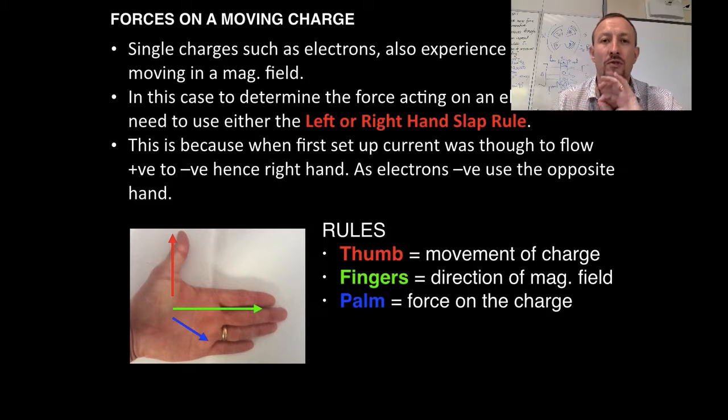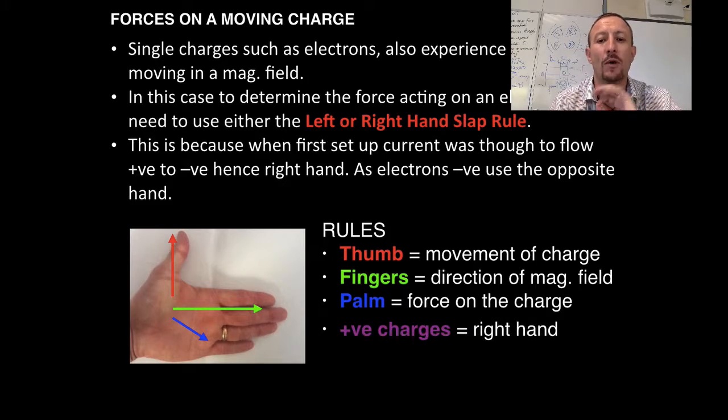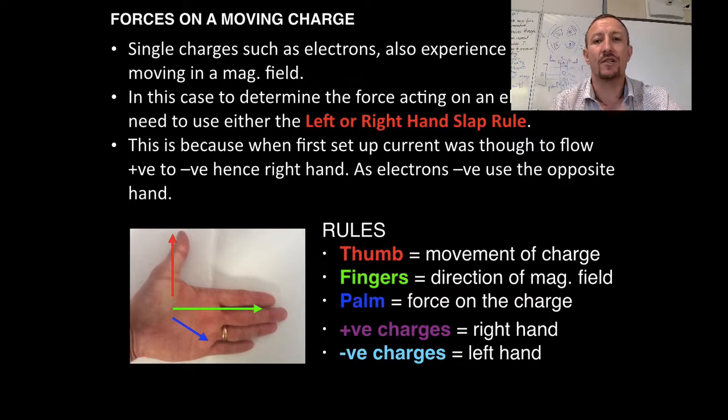Now, as I said, we've got two rules. If we're dealing with positive charges, we always use our right hand, and if we're dealing with negative charges, we always use our left hand. Please, please, please learn this when we're dealing with charges. When we're dealing with DC motors or the motor effect, you use your right hand rule and your right hand grip rule, and everything's right-handed. When we're dealing with charges, we've got two types of charges, negative and positive, so we use our left hand for negative, and for positive, we use our right hand.